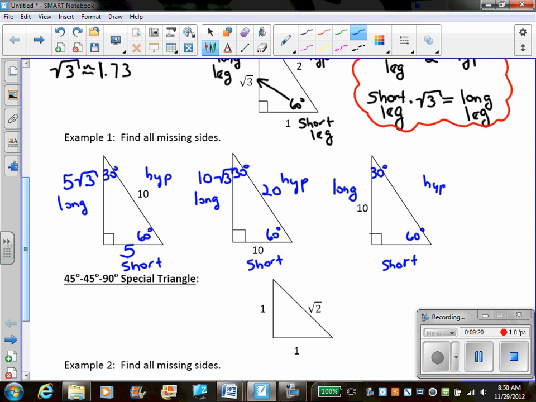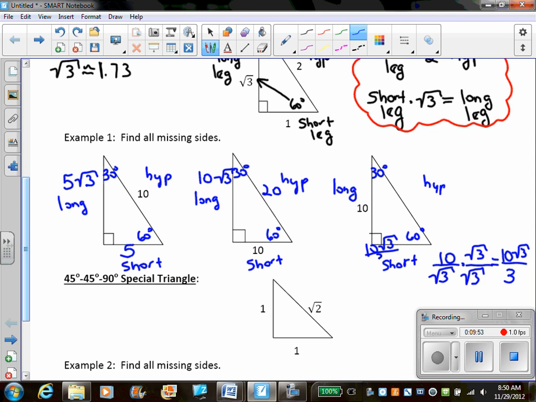So it's going to be 10 divided by square root of 3. So instead of multiplying it by square root of 3, you're going backwards, or doing the opposite, which is to divide by square root of 3. Now, as we talked about in the warm-up, you can't have that square root of 3 in the denominator, so we're going to rationalize this answer, and we end up with 10 square root of 3 over 3. So this short leg is 10 square root of 3 over 3.